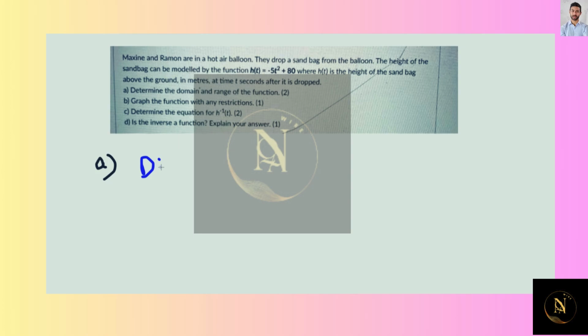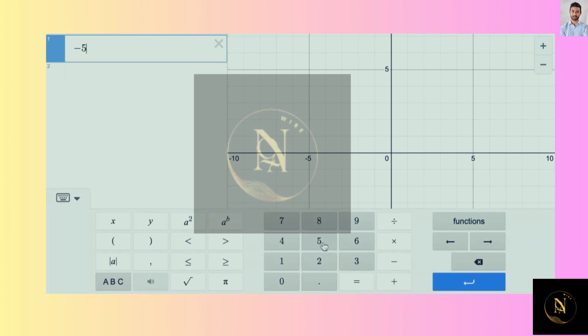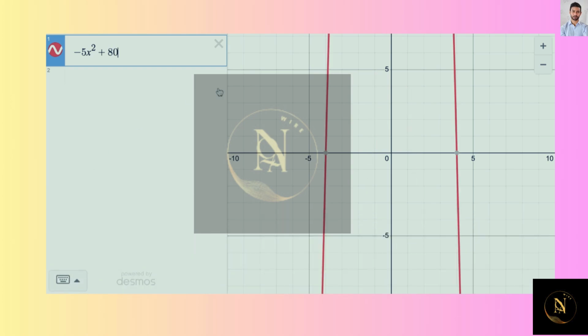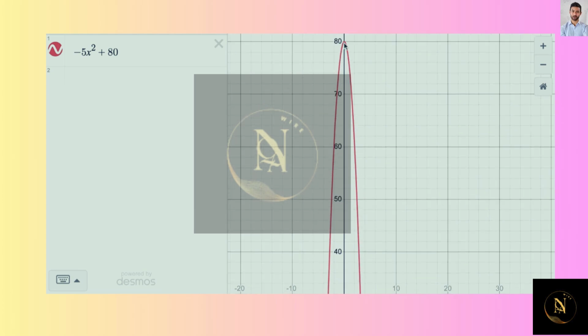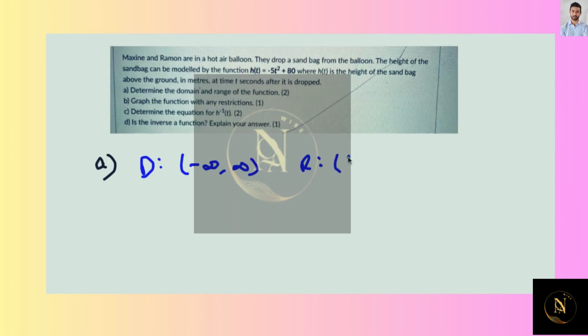As a function, the domain would be all reals, and the range would be, if we take a look at a graph of this real quick, -5x squared + 80, we can see the range is from negative infinity, because it'll go down forever, to 80 included.